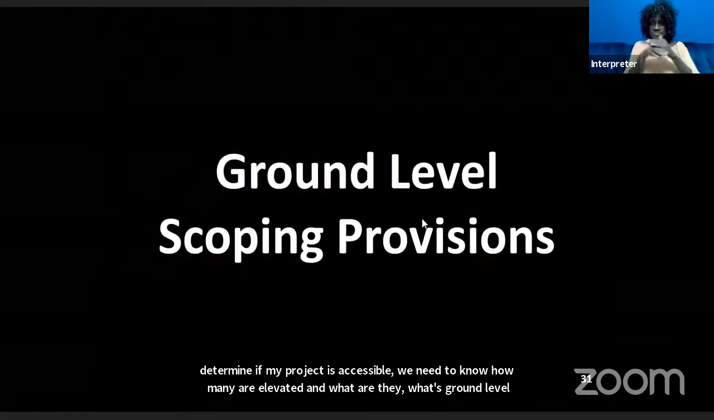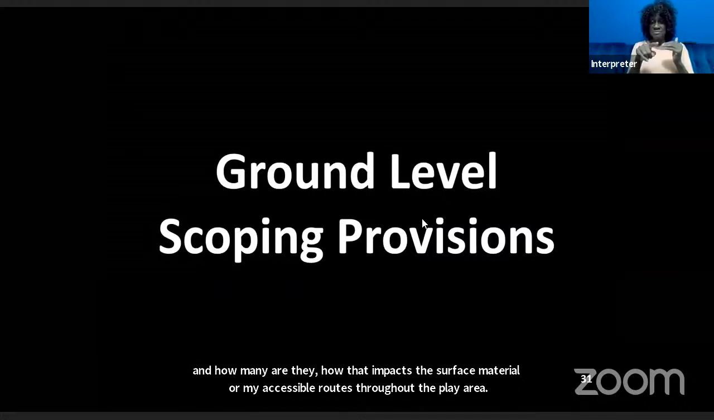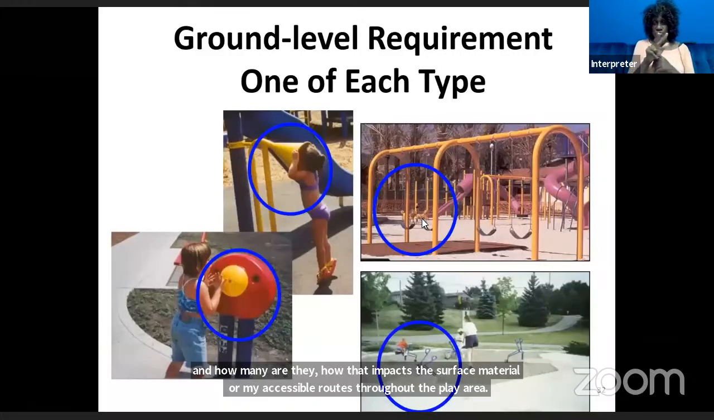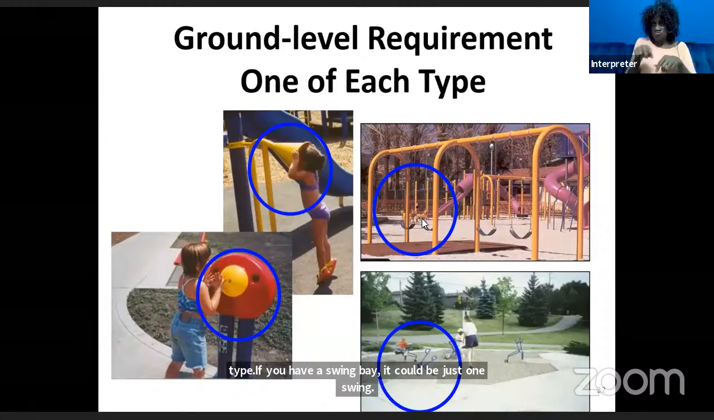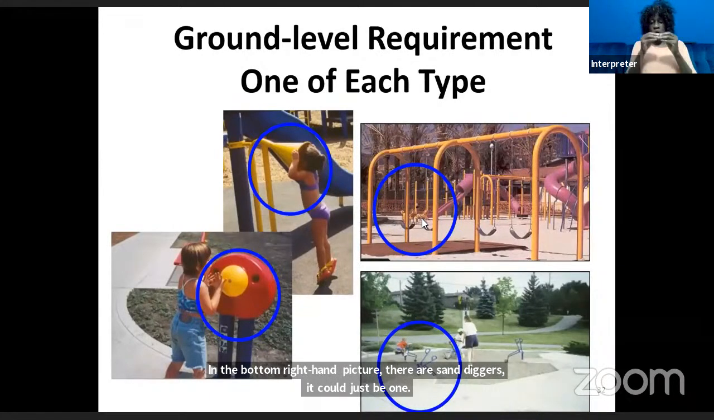At ground level, the scoping provisions, slide 31, I'm moving straight into 32. It's one of each type. If you have a swing bay, it could be just one swing. In the bottom right-hand picture, there's sand diggers. It could just be one. In these, you're seeing where they're incorporating greater access, where they're doing two.